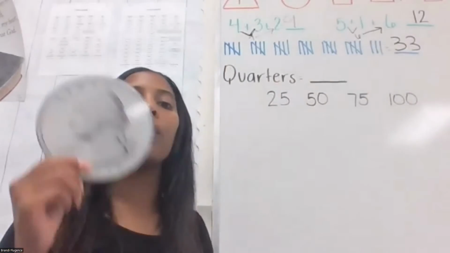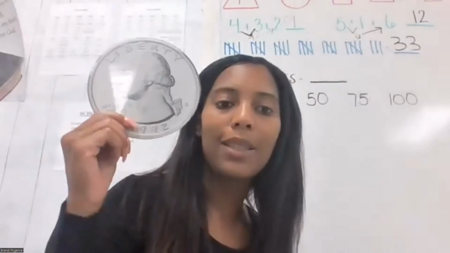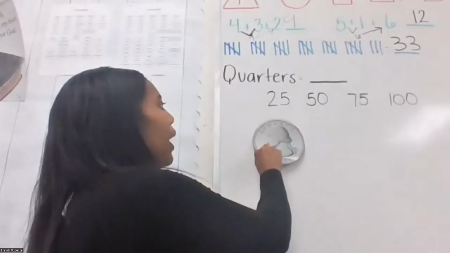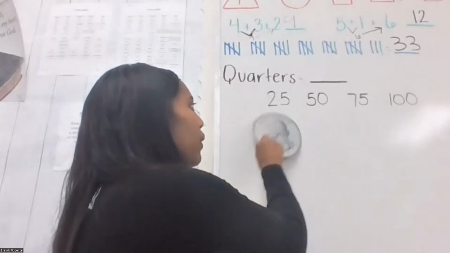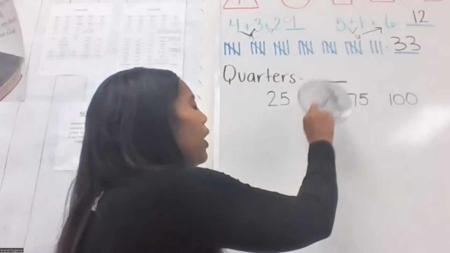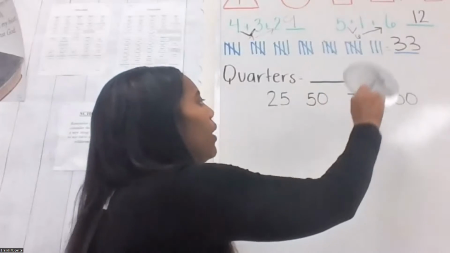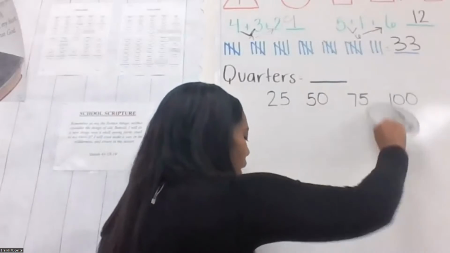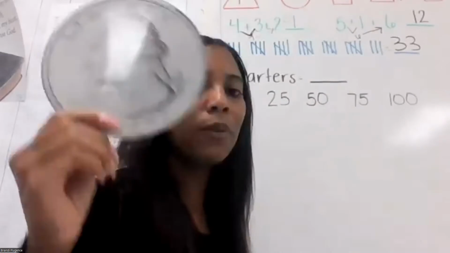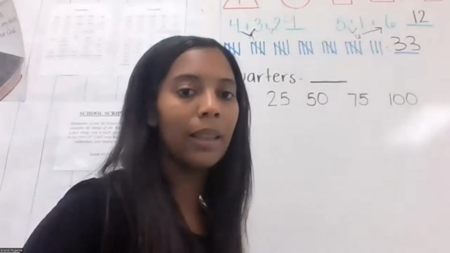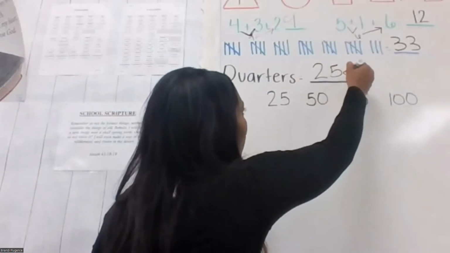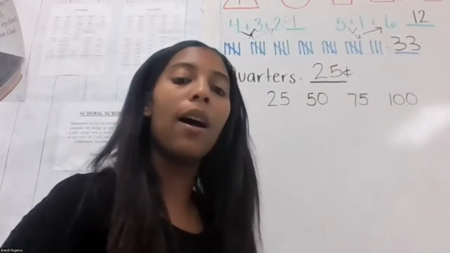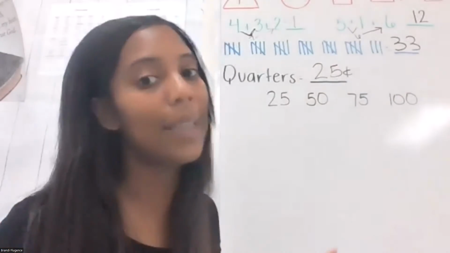One quarter is worth 25 cents. So every time we add a quarter, we're adding 25 cents. That's why it goes 25. Then 2 quarters is 50. Then 3 quarters is 75. Then 4 quarters is a dollar. That's your pattern. 25, 50, 75, a dollar.